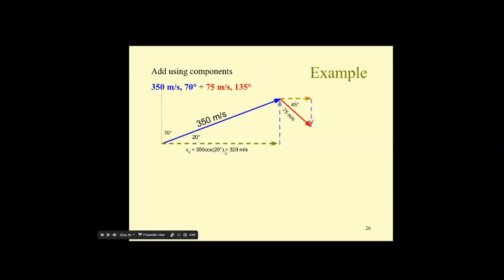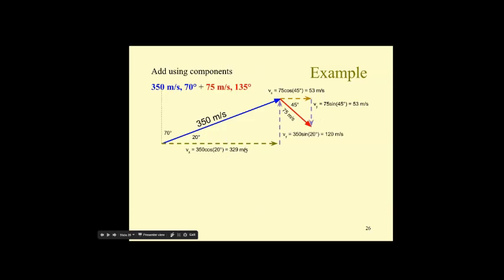So first I calculate this x component, 350 times the cosine of 20 degrees, 329 meters per second. We calculate the y component, and that's 350 times the sine of 20 degrees. It comes out to 120. All right, I'm going to go ahead and calculate the x component of the red one, 75 times the cosine of 45, which is 53. And then the y component will be 75 times the sine of 45, which happens to be the same value as the cosine of 45. And that comes out to 53 also.